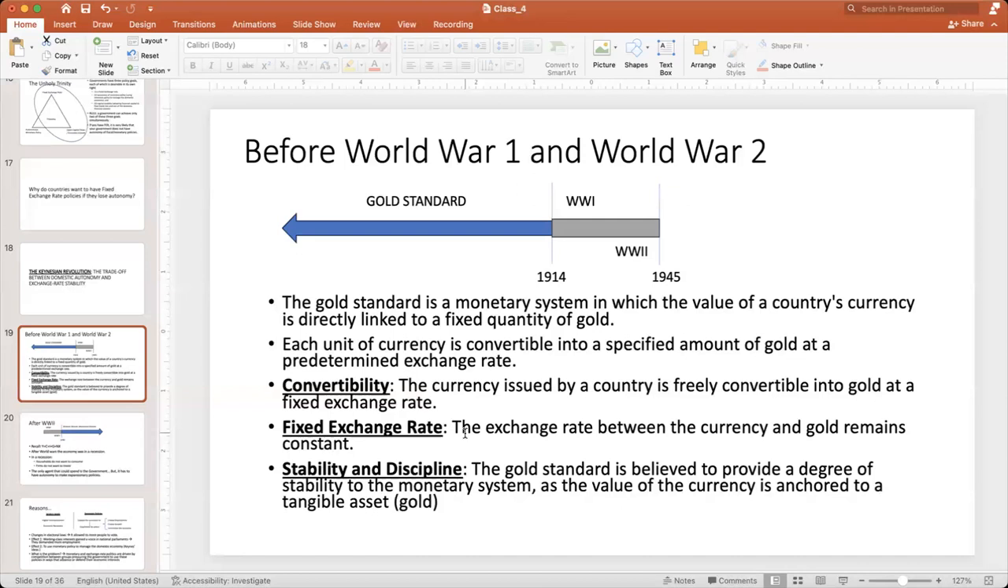And the third main feature of the gold standard is stability and discipline. The gold standard is believed to provide a degree of stability to the monetary system. Why? Because the currency is anchored to a tangible asset, which is gold.